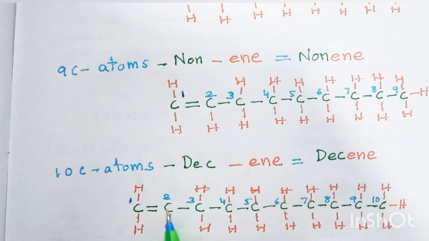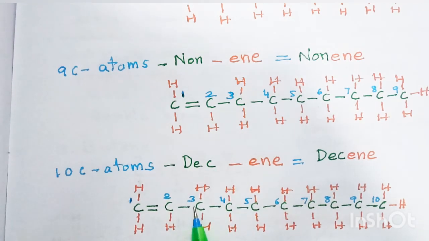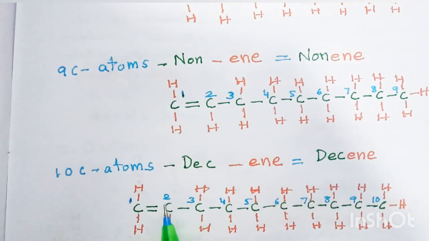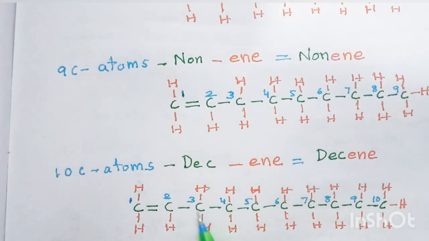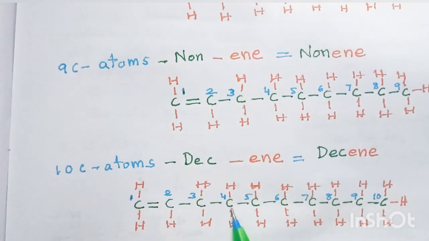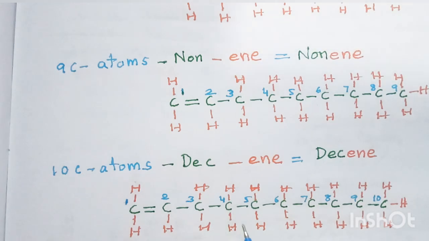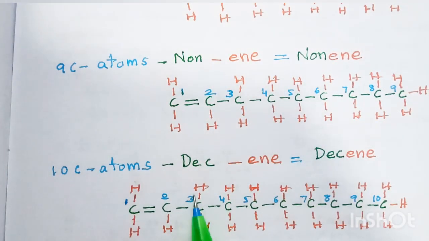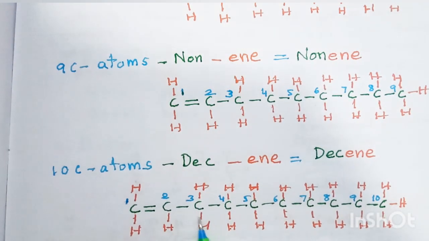The second carbon atom has a double bond and a single bond with another carbon atom. So it has 3 bonds. So it needs 1 more bond. So we attach one hydrogen atom with a single bond to it. Similarly, the third carbon has one carbon-carbon single bond and another carbon-carbon single bond. So it has two bonds. So it needs two more bonds. So these two more bonds are formed by the two hydrogen atoms.